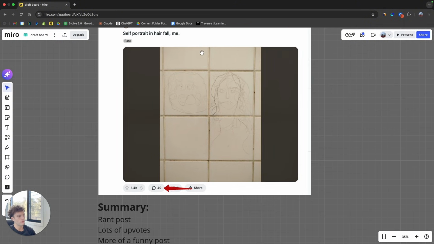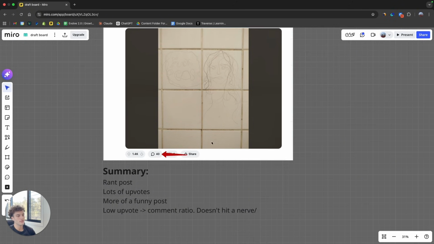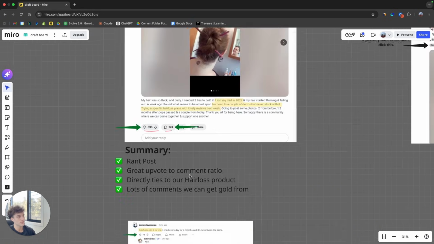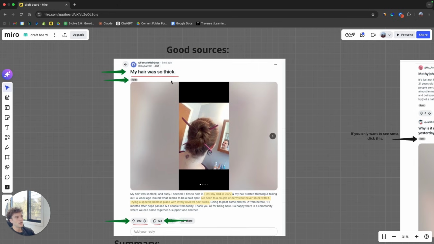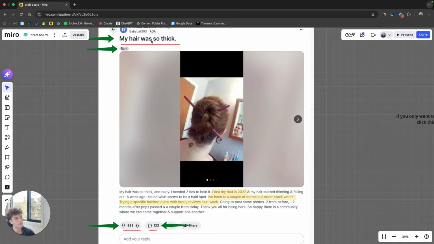Another one we're avoiding is again like 1.4k upvotes to 40 comments. It shows that this is more of a funny post. People are just upvoting it, maybe laughing, but it's not getting them to confess. It's not getting them to really be emotional within the comments, as compared to examples like this. You can see here, "my hair was so thick." This is customer specific language. And this is why it's so important that when you're doing research, you map down everything like this.